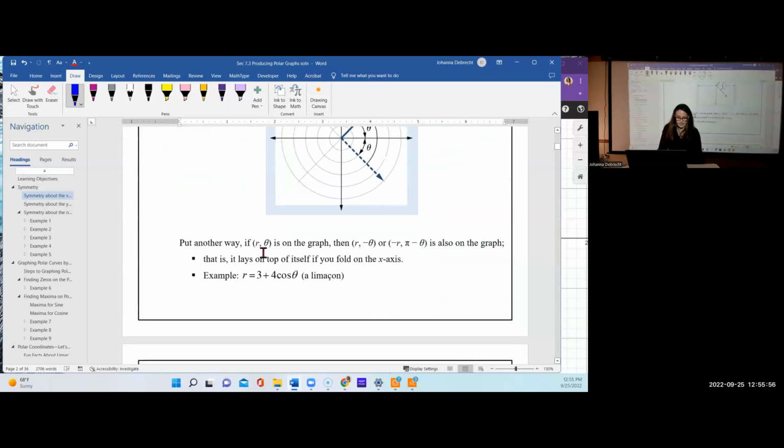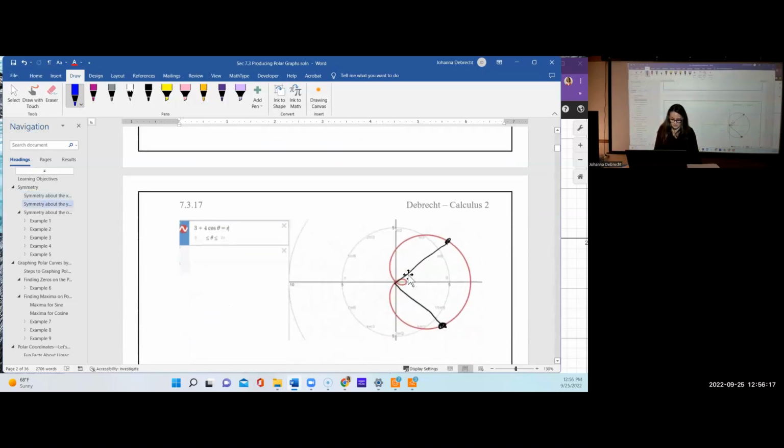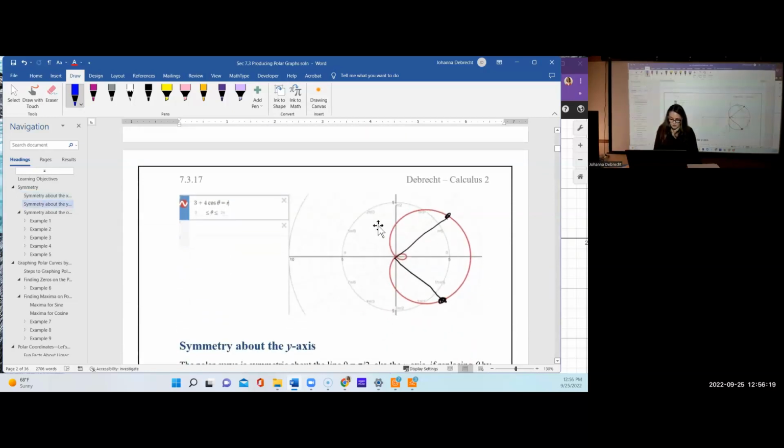And again, this means that if (r, theta) is on the graph, then (r, negative theta) is on the graph, or (negative r, pi minus theta) is also on the graph. It lays on top of itself if you fold it on the x-axis, which is that theta equals 0, theta equals pi line. An example of this is something called a limacon, r equals 3 plus 4 cosine theta. And you can see right here that it definitely does have that relationship.